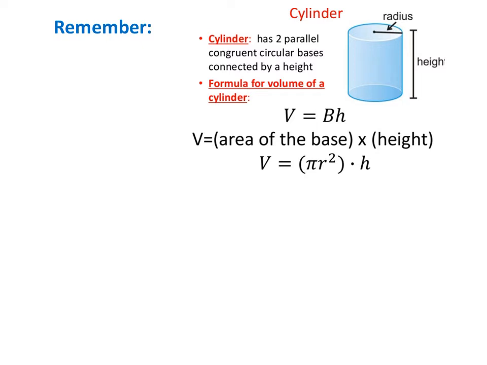Before starting our new lesson, we must remember how to find the volume of the cylinder. Remember that the volume of a cylinder equals the base area times height, B times H. And of course the base is the circle and the area of the circle is pi r squared, so V equals pi r squared H.